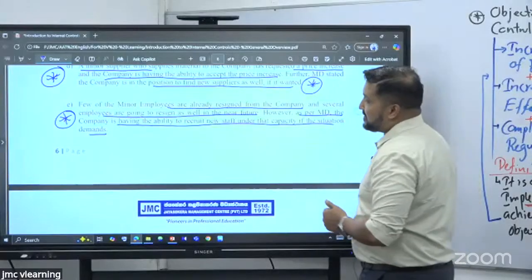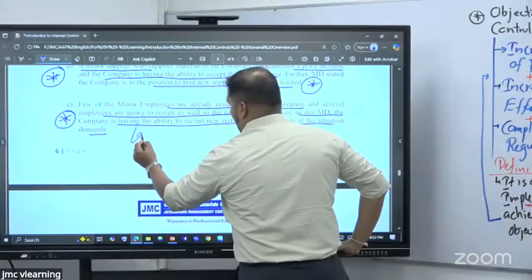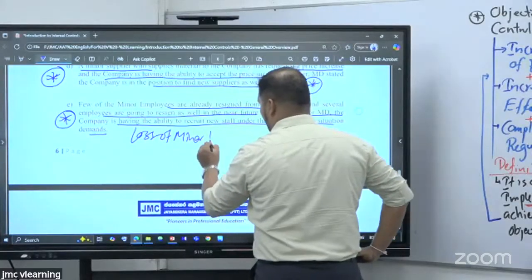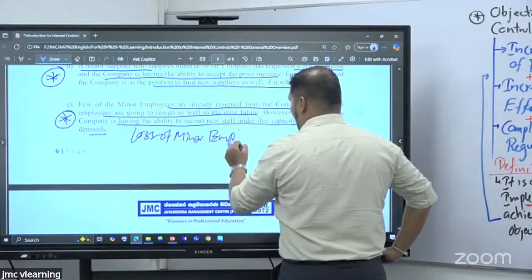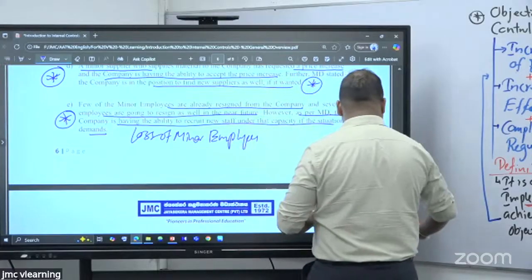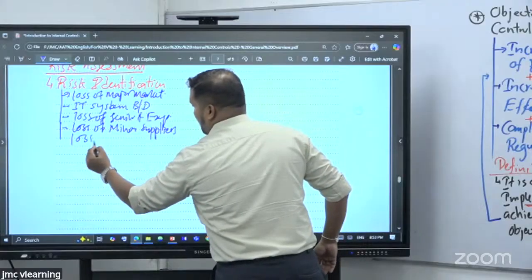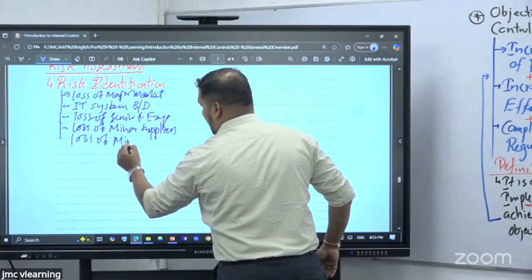Right. So what is the risk which I am seeing here? Loss of minor employees. Right. So we'll take down that risk as well. Loss of minor employees.